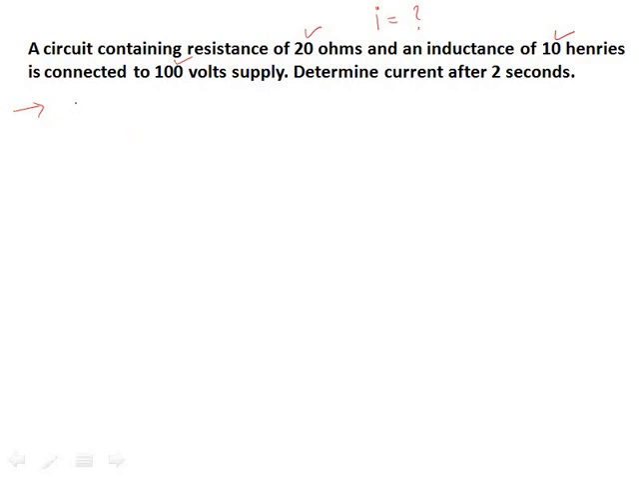So first we will list out the things which are given in the example. We'll write down, given that resistance is given. Resistance is represented by the symbol R. It is 20 ohm. Then inductance L is given, that is L equal to 10, and then it is connected to 100 volt supply. So keep in mind, 100 volts is nothing but the value of E. So E equal to 100.